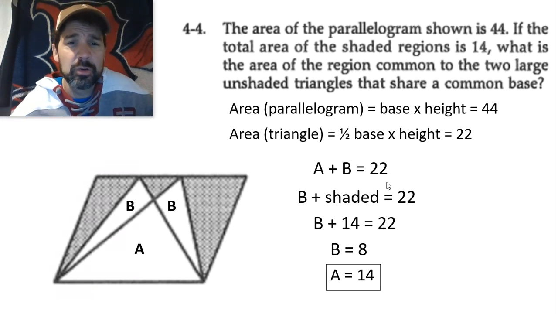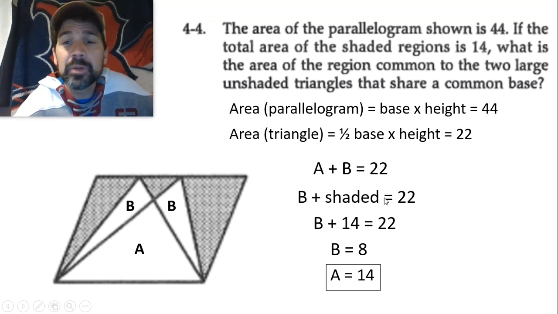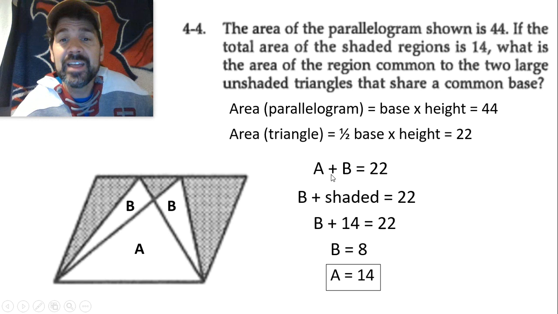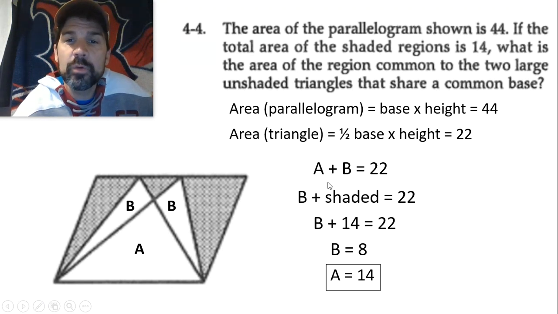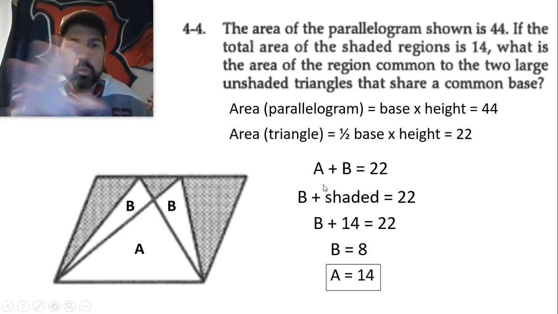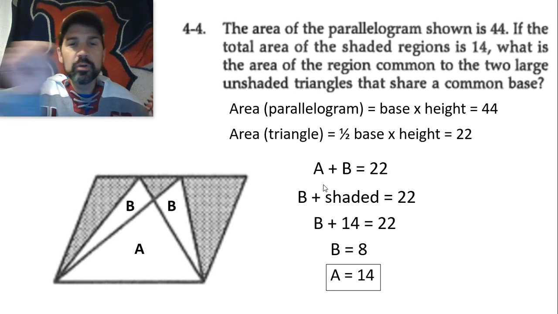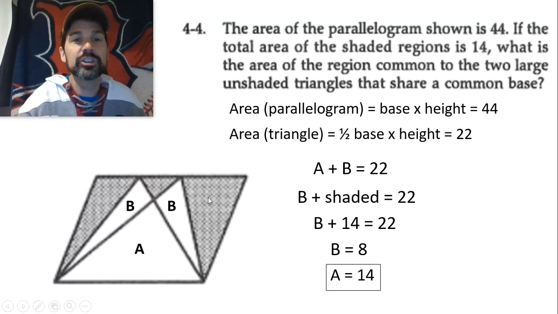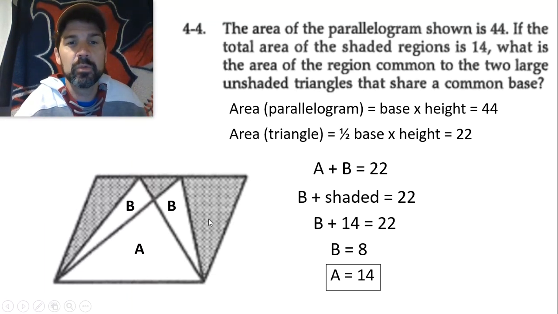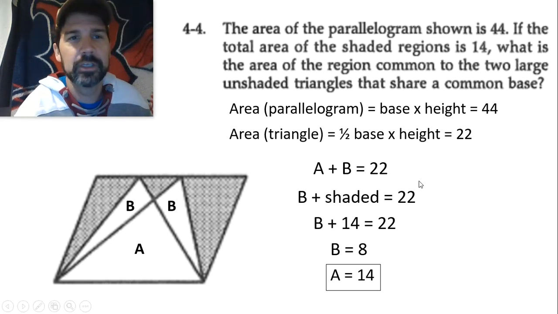And here's another kind of cool thing. Since A plus B is 22 and B plus shaded is also 22, then that means A would always be the shaded region. No matter where these triangles lined up, you could move these top points all over the place, and that would change the area of the shaded region, but A would always equal 14. Let's go.